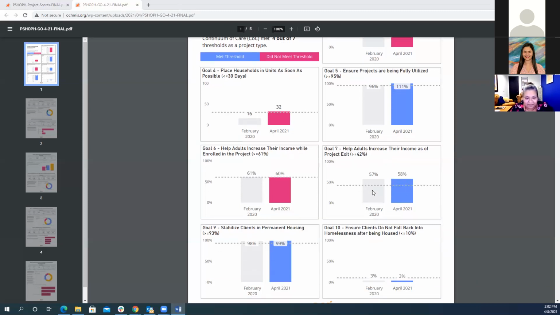Next up is goal 7. So it's looking at the same data, but it's only for adults that exited during the reporting period. Our current threshold is 42%, and we've met that pretty easily over the past 2 PPRs. So I would recommend bringing that up to 45%, just to keep in the same process. Does anybody have questions or concerns about raising that threshold?